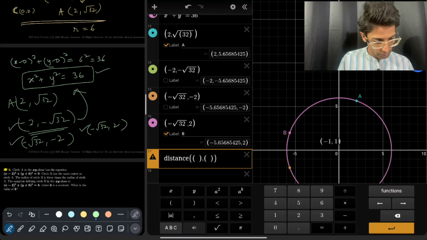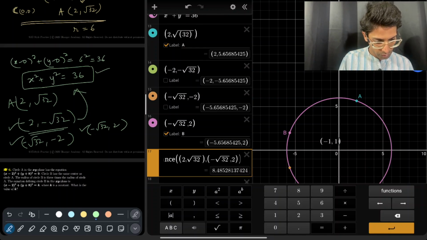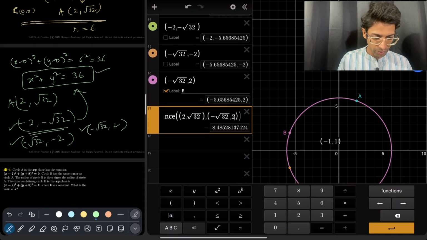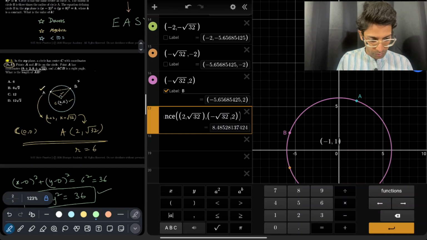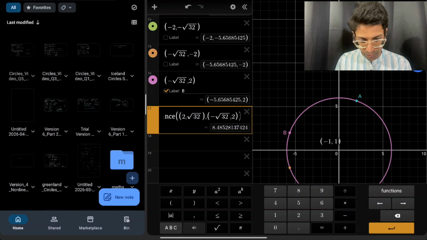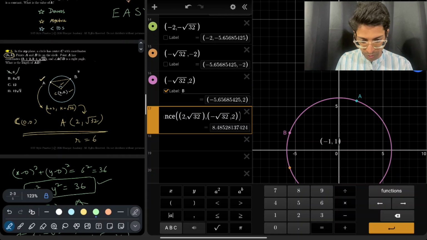2 comma square root of 32 is one point. Another point is negative of square root of 32 comma 2. So now again the answer is looking a little bit scary because of the options we have. So this is definitely not 6. 6 is ruled out, 12 is ruled out. So we are left with 6 root 2 and 12 root 2.